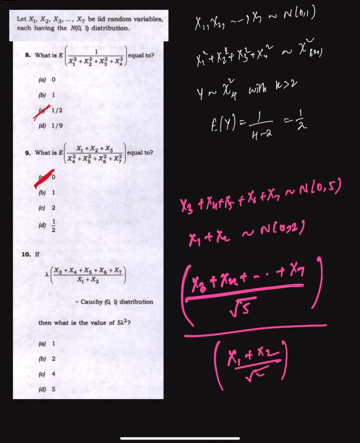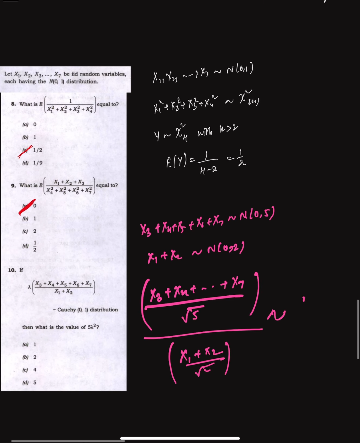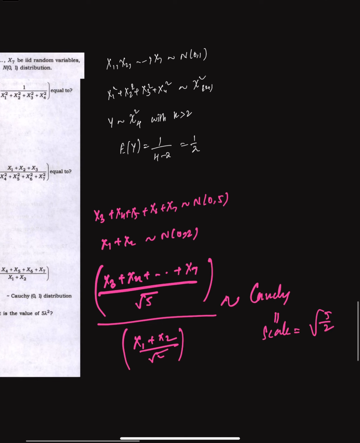So if we divide these two, the ratio will follow a Cauchy distribution with the scale root 5 by 2. So basically this is following Cauchy with the scale root of 5 by 2.